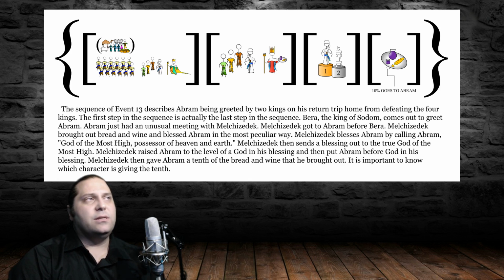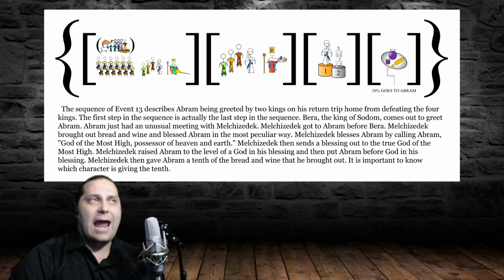The sequence of event 13 describes Abram being greeted by 2 kings on his return trip home from defeating the 4 kings. The first step in the sequence is actually the last step in the sequence. Bera, the king of Sodom, comes out to greet Abram. Abram just had an unusual meeting with Melchizedek. Melchizedek got to Abram before Bera. Melchizedek brought out bread and wine and blessed Abram in the most peculiar way.